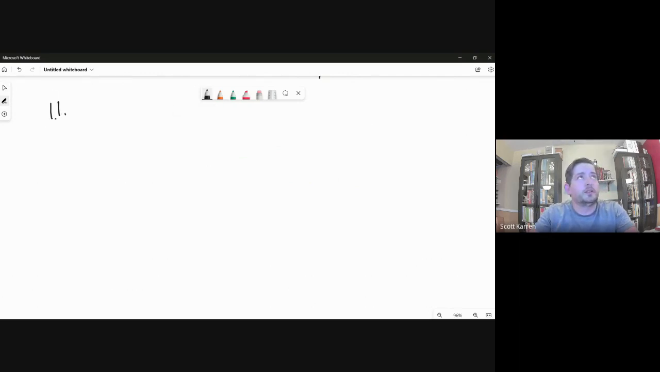So 11 says, write an equation of the line that passes through the following points. And we have -3, 7, and -1, -5. And we want to write the equation that goes through.